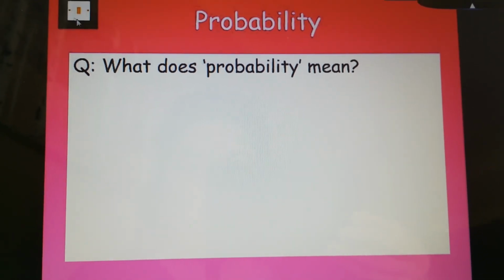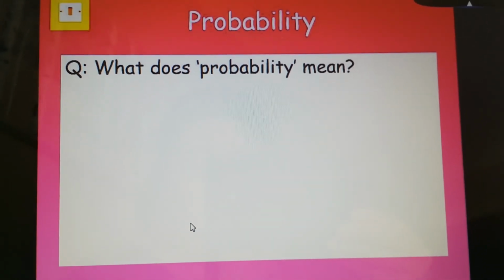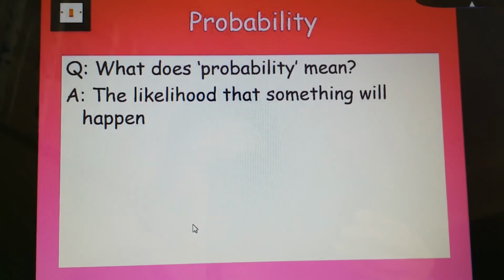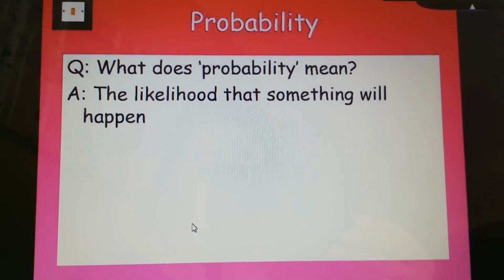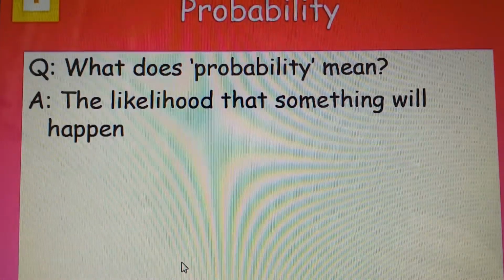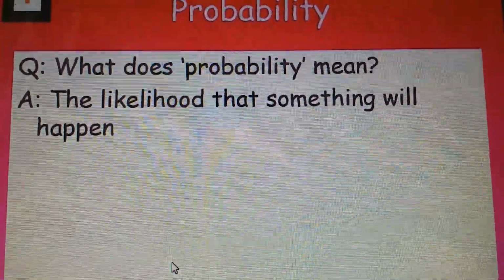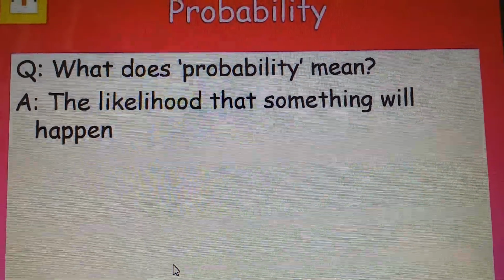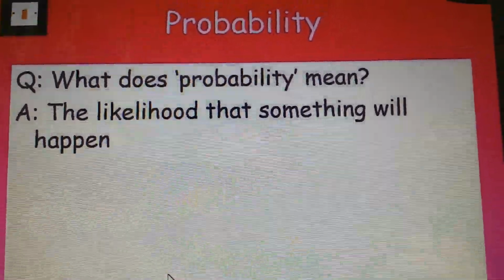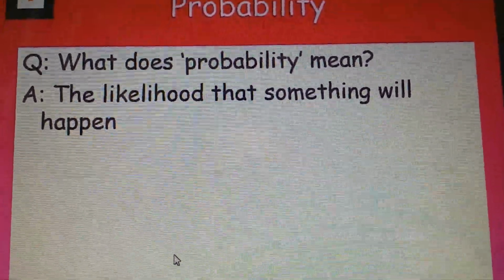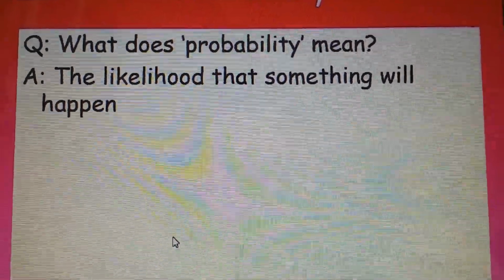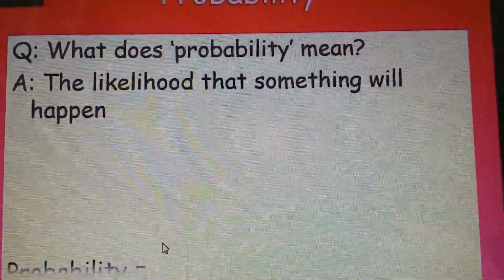So, what does probability mean, first of all? You'd never be asked a question like this, but this is just to help you understand why we use probability in statistical tests. So, probability is the likelihood that something will happen. So, obviously, the closer it is to 100%, the more likely it is to happen.